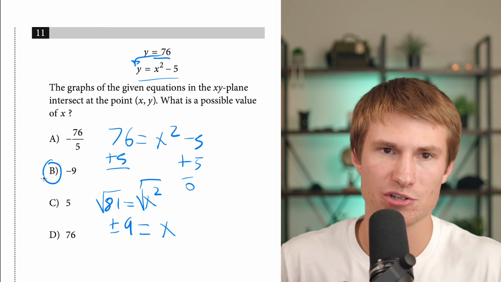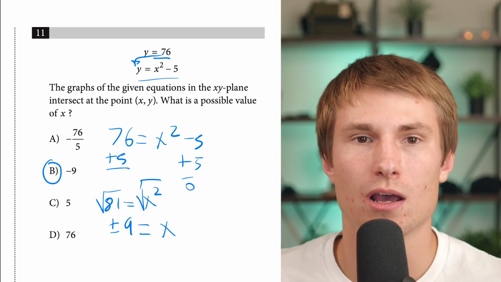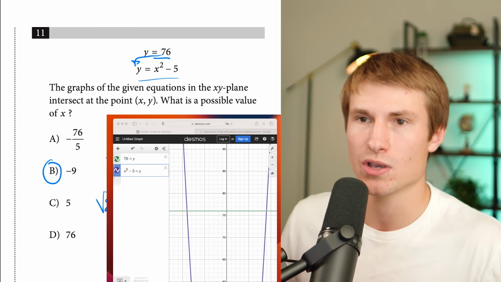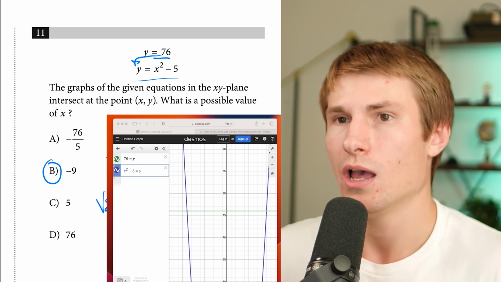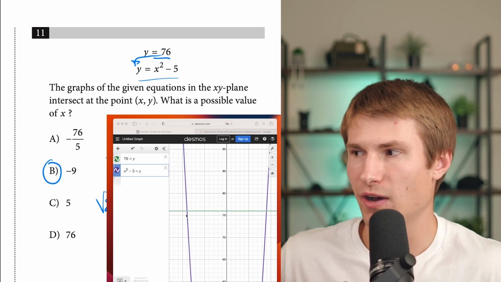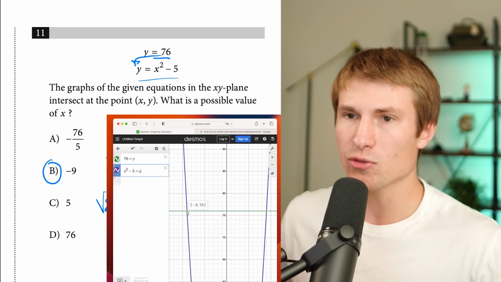Now, here's what I want to show you about this question. The way I just showed you is one way to do it, and it's perfectly fine. But there is another way to do it. This question is from the digital SAT, which means you'll have access to Desmos while you are taking the SAT. And this is another perfectly valid way to do it. You just put in both equations in Desmos, and you find where they intersect, which in this case we can see here is at negative 9. So both ways are valid.